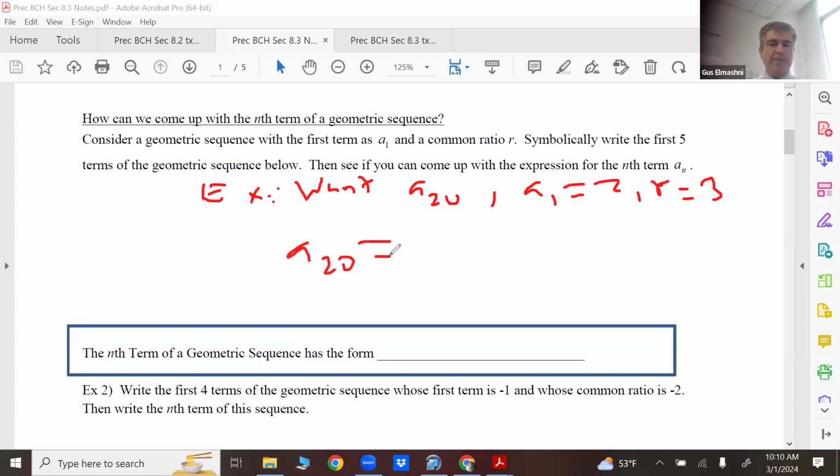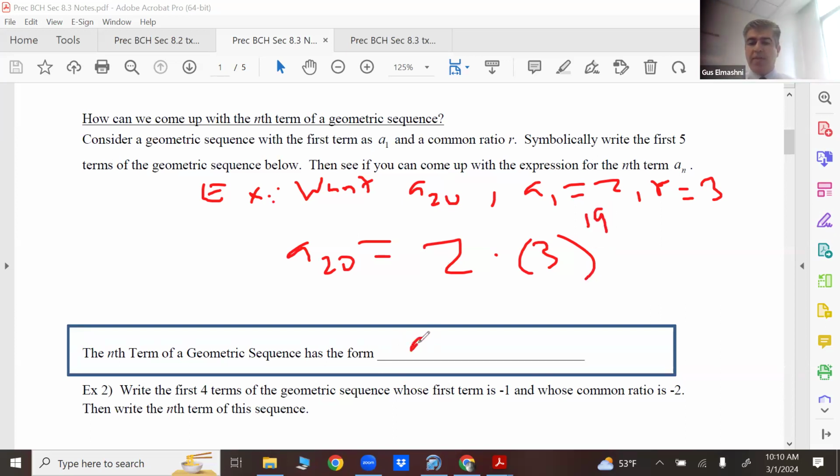What do you think I would do, guys? 2 is my first term. And how many times do I need to apply the common ratio to go from the first term to the 20th term? It's 19 times. Good. Just like the arithmetic sequence, if I want to go from the first to the 20th term and the common difference is like 10, that's adding 10 19 times. Here, you've got to multiply by 3 19 times.